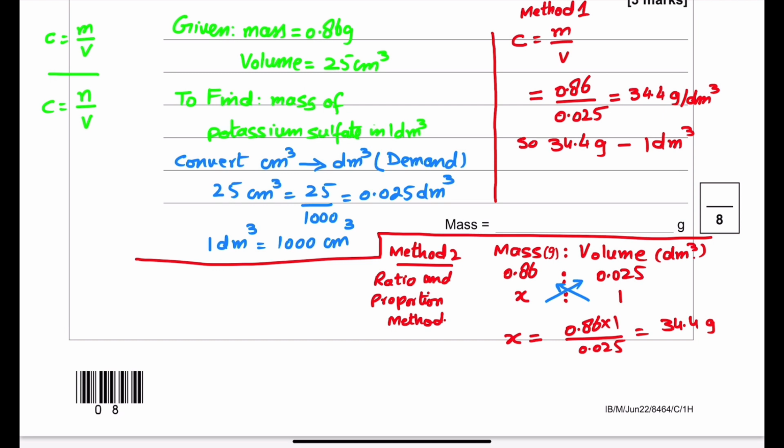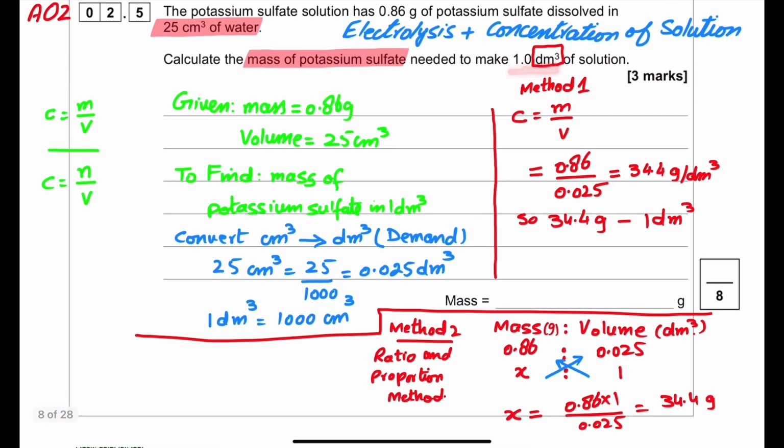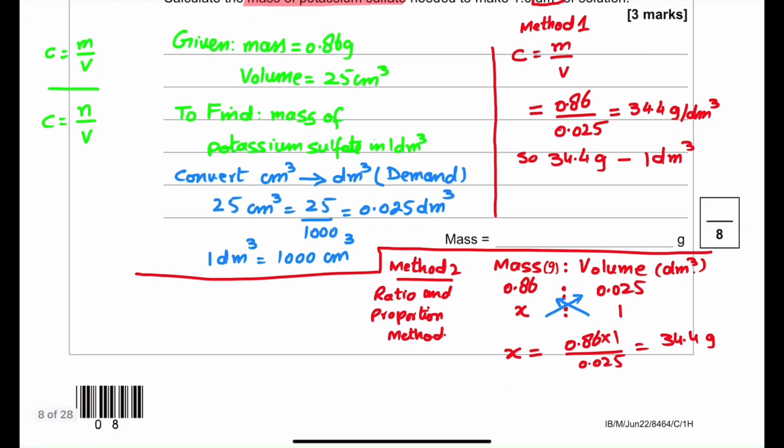Method number 2 is the ratio and proportion method. It is between the mass and the volume. When the mass is 0.86 grams, we have the volume 0.025 dm³. We need to find the mass in 1 dm³ of volume. The mass is unknown. We will consider it as x. Then we use the ratio and proportion method. This is going to multiply with this side, and this is going to multiply with this side. So x is equal to 0.86 multiplied by 1, divided by 0.025. The answer is 34.4 gram.